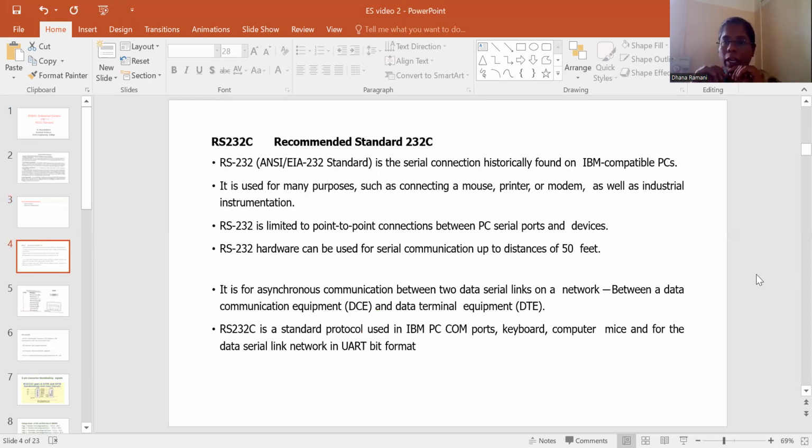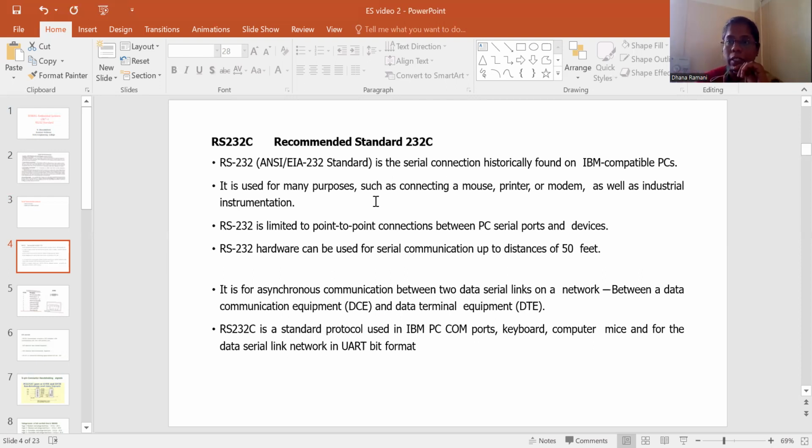RS stands for recommended standard, 232 is a number, and C is the latest version. RS232 is a serial communication protocol, where you have the RS232 DB connector along with a MAX232 IC. The MAX232 IC and the connector altogether are what we call the RS232 connector. The RS232 standard is a communication protocol used for many purposes like connecting a mouse, printer, modem, and industrial instrumentation, where RS232 is a limited point-to-point connection.